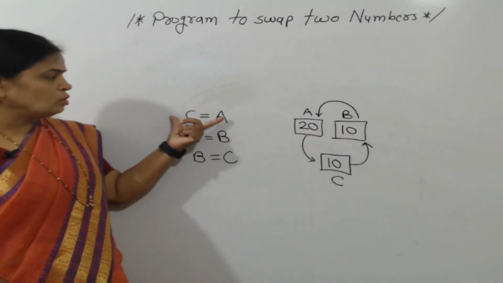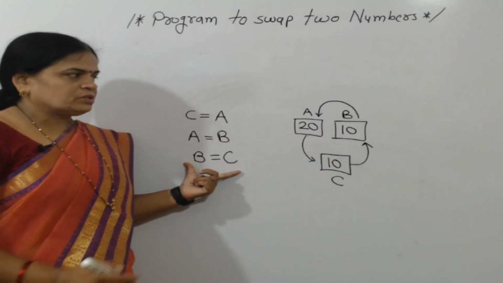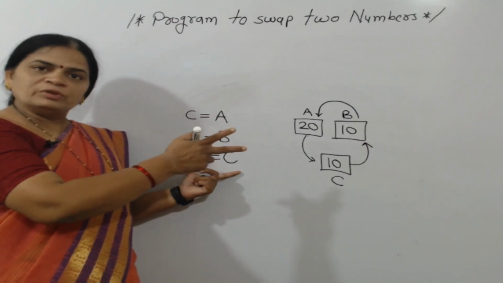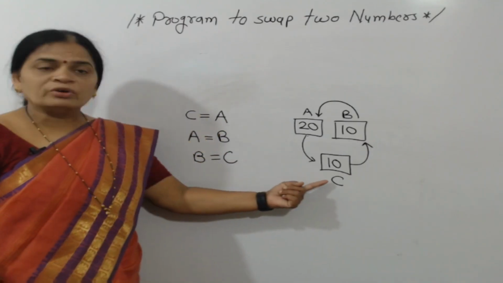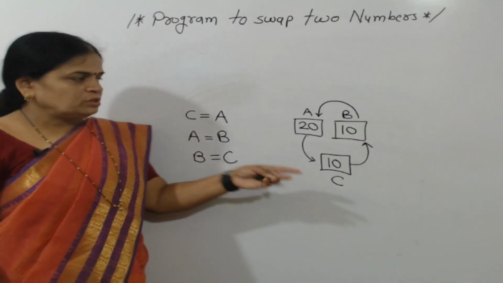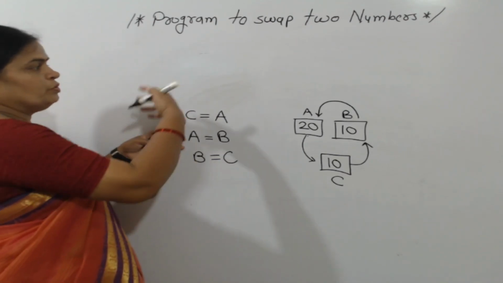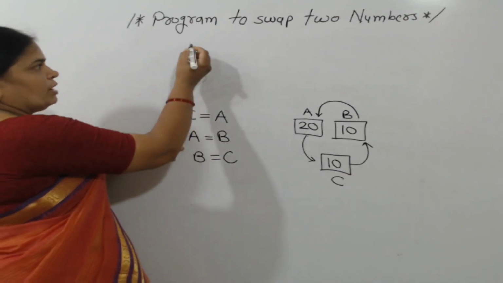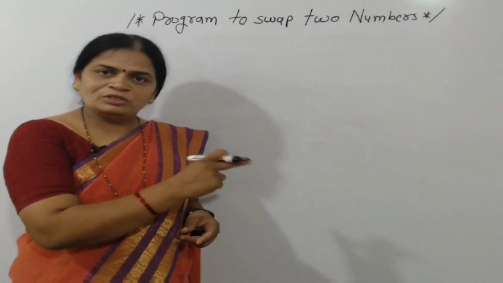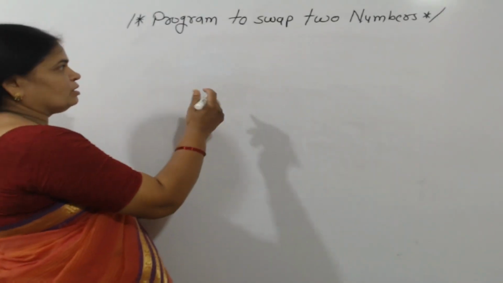So this is the logic because of which the values of two variables will be swapped using a third variable. These will be the statements for swapping only. Of course, before that you have to input the values. If you understand the logic of this program, now we will write the program.